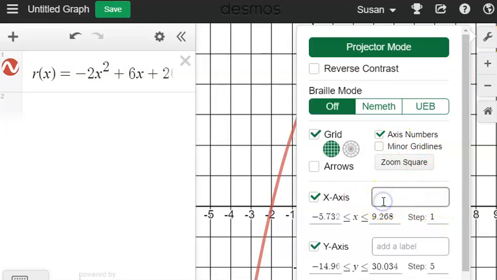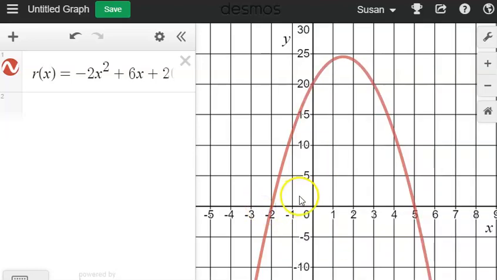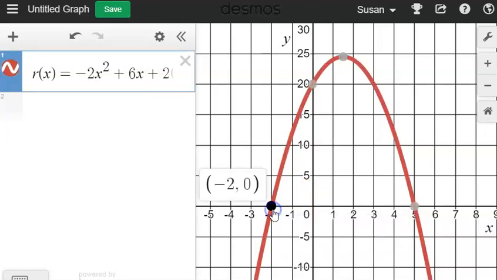To put your label on, just put an X here. You can put a Y here. So I'm going to turn those on. Alright, so this looks pretty good. Now what I need are my zeros. So I'm going to highlight this x-intercept and this x-intercept. So negative 2 is one x-intercept and positive 5 is the other. So that'll help me create my factored form for this one.